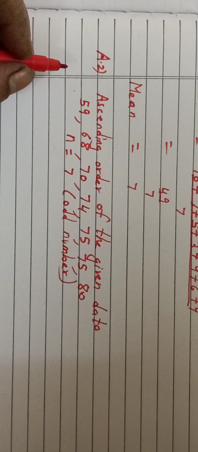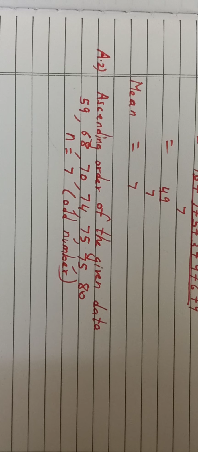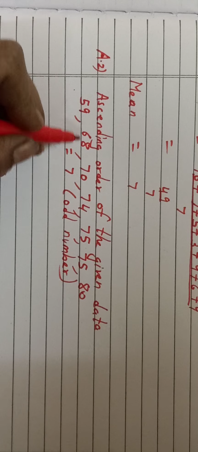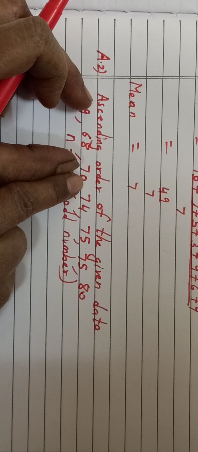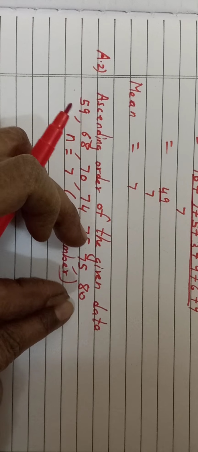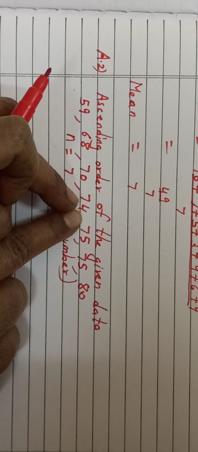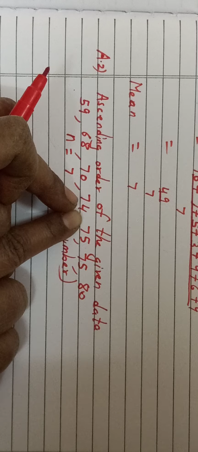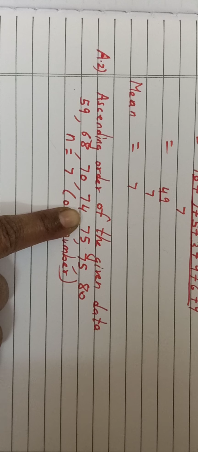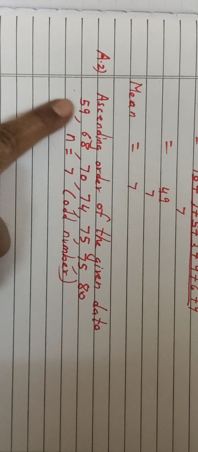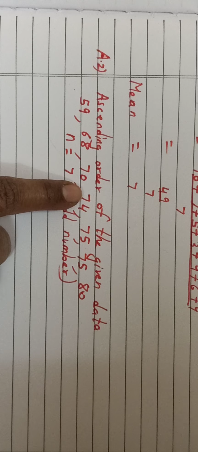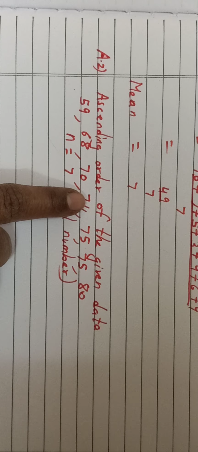So median is the value of the middle score, right? The middle number here is, see, 1, 2, 3. These 3 scores will form one group. So exactly 74 is in the middle position. We count the fourth number: first, second, third, fourth. The fourth number is at the middle position.